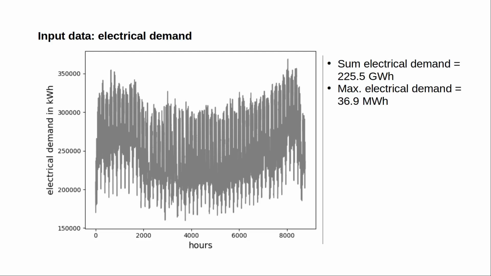And you can see that the maximum electrical demand is around 37 megawatt. The peak demand is around 36.9 megawatt, or megawatt hours in an hour. And the total electrical demand is 225.5 gigawatt hours. So basically we have, let's say, a large city, or we are having a large industrial consumer, something like this.